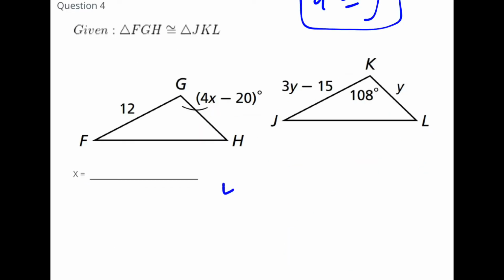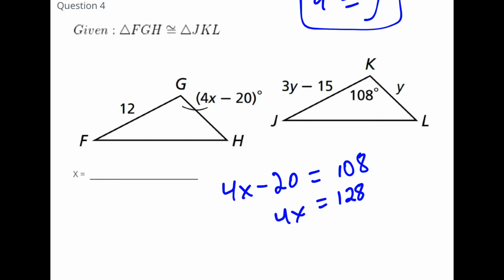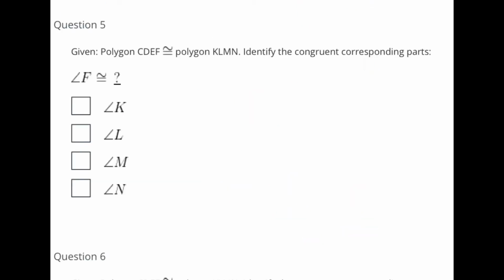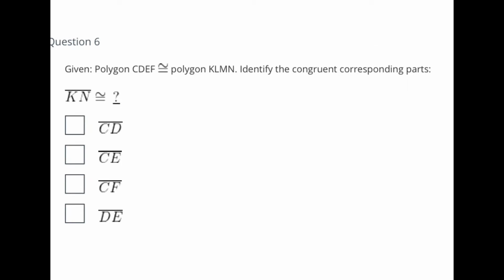Solving for x, we would write that 4x minus 20 is equal to 108, or 4x is equal to 128, or x is equal to 32. So if we have two polygons, CDEF and KLMN, that are congruent, we just match up the position. F is the fourth angle, N is the fourth angle. KN is the first, then the fourth, so we match that with the first, then the fourth, and then we're looking at CF.